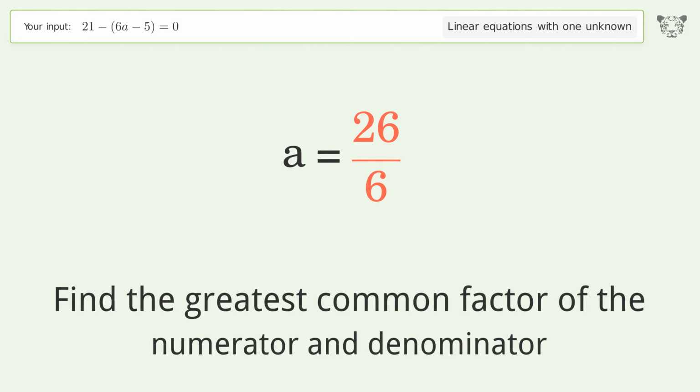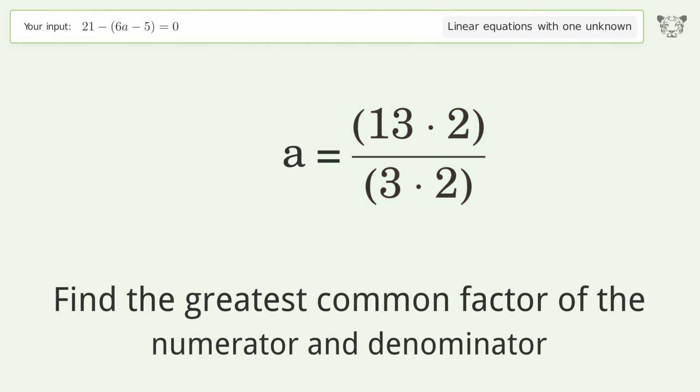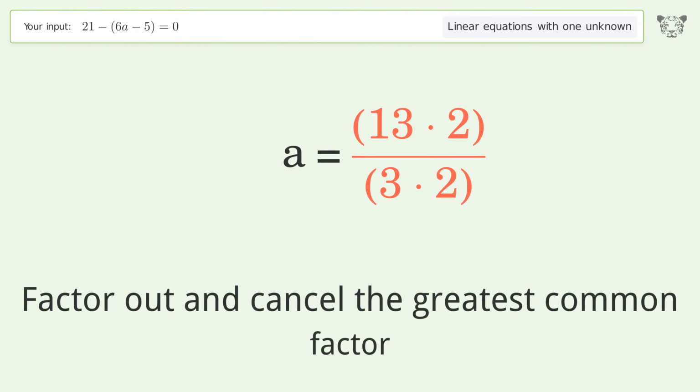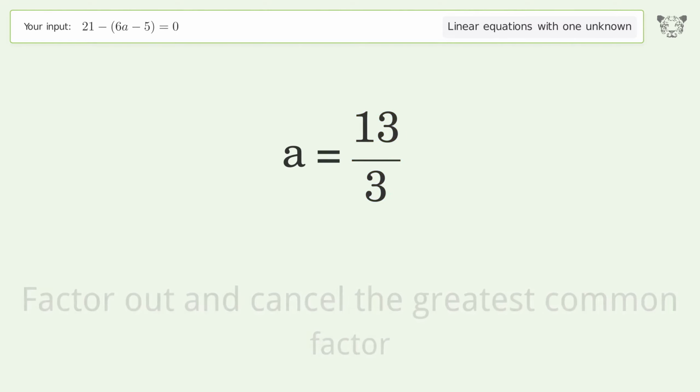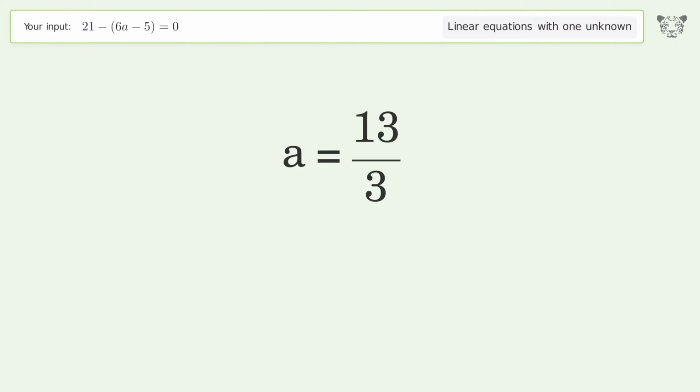Find the greatest common factor of the numerator and denominator. Factor out and cancel the greatest common factor. And so the final result is a equals 13 over 3.